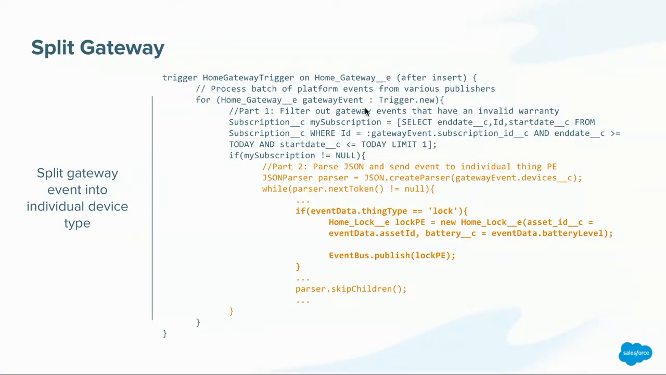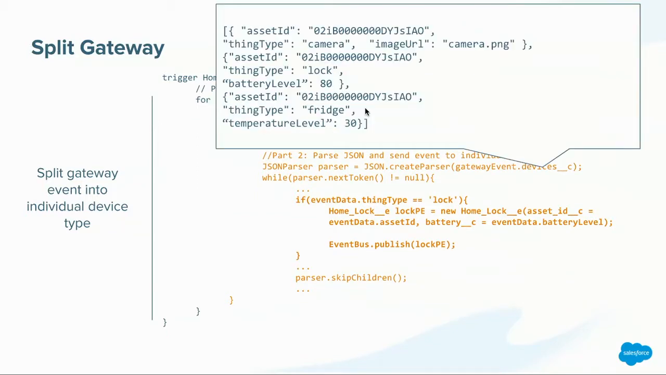So the next portion of the Apex trigger, we're going to split that gateway event into each one of the devices. There's a field on the gateway event called devices. What devices holds is a serialized JSON string of all the devices reporting to that home gateway, right? In this case, you're looking at the event for the camera, the lock, and the fridge, and the individual attributes for each of those events. For the camera, you have the image URL. For the lock, you have the battery level. And for the fridge, you have the temperature level.